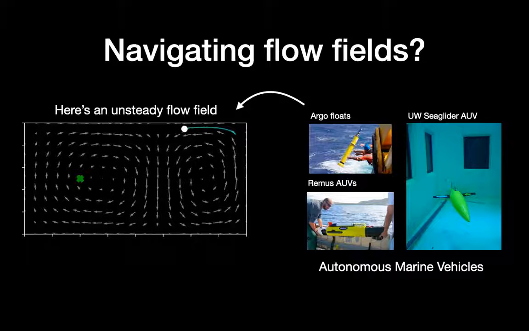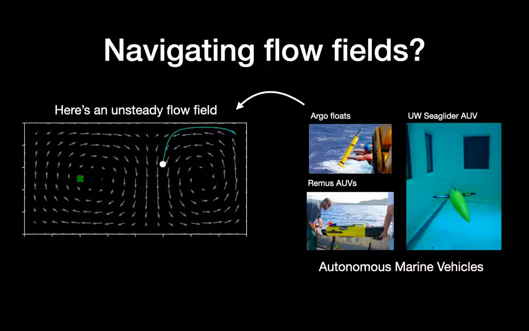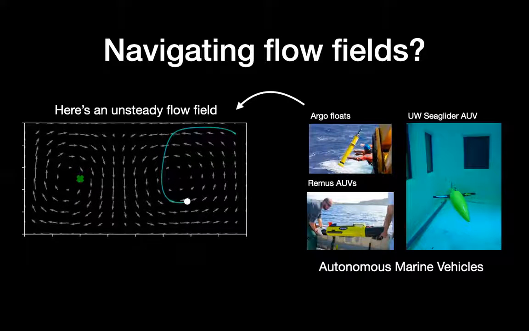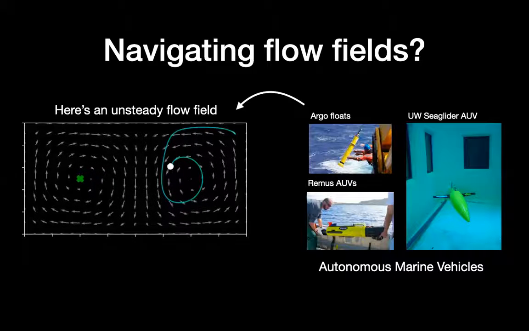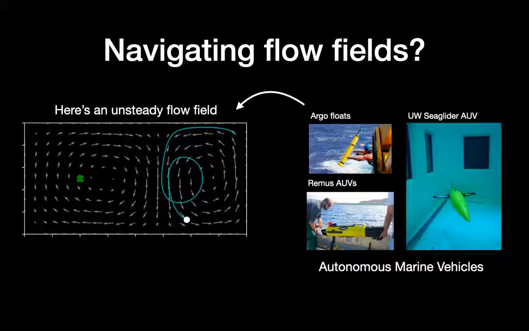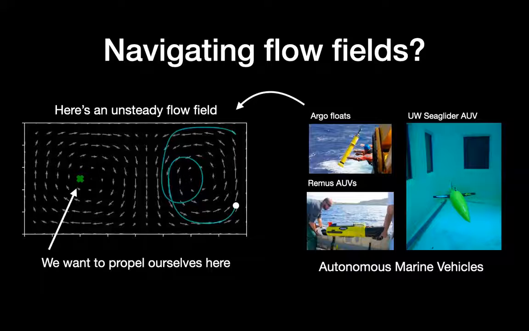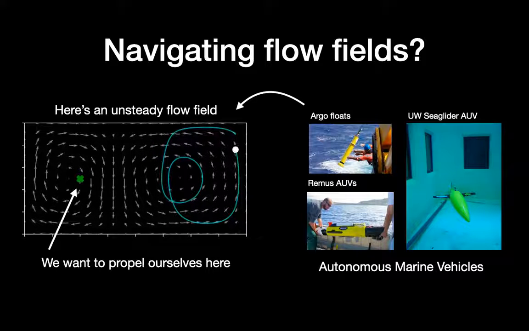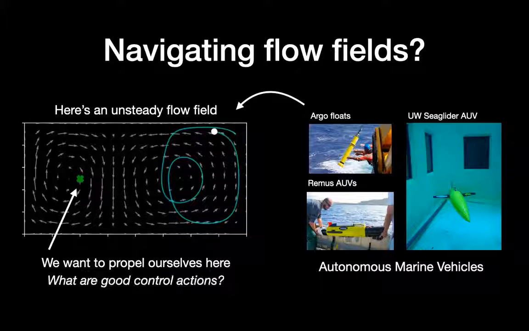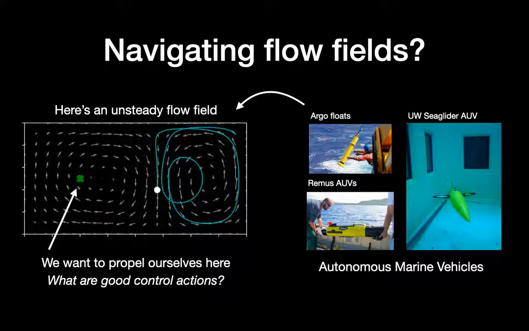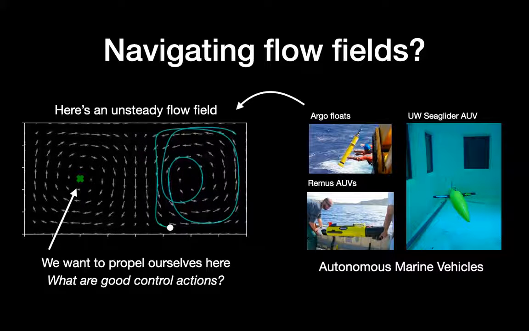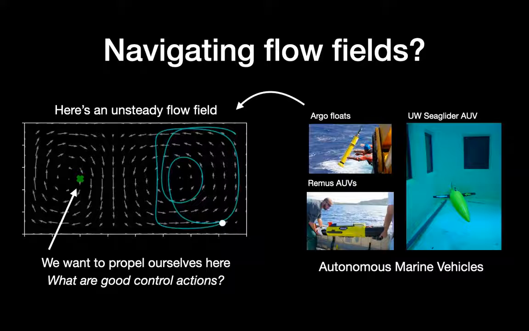So what do I mean by this? Imagine that we put one of these autonomous vehicles in our flow field. You can see the white dot, and you can imagine one of those is our autonomous vehicle, and it's moving around. What we want to do is propel ourselves to another point in the flow field. The real question we want to ask is what are some good control actions so that we'll be able to do this? How do we fire our thrusters or propellers or shift our buoyancy or whatever we have on our system to do this?